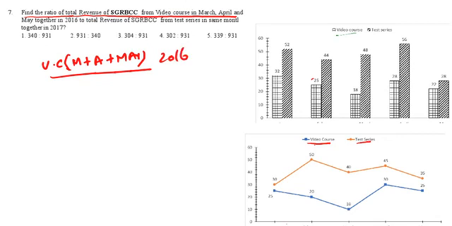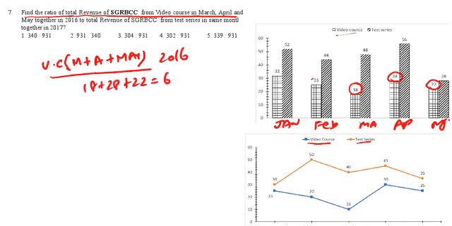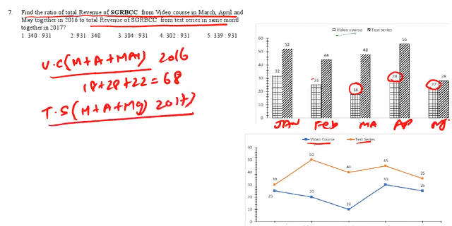This is March, this is Feb, this is January, April, May. So March video course 18, then April 28, May 22. So 18 plus 28 plus 22, that is 68. Now test series March, April, May 2017. This you need to do some calculation.